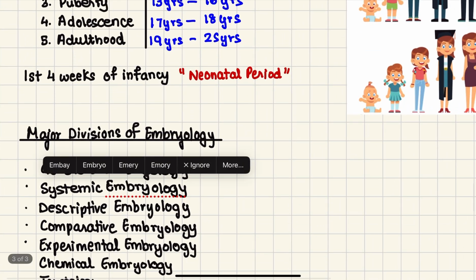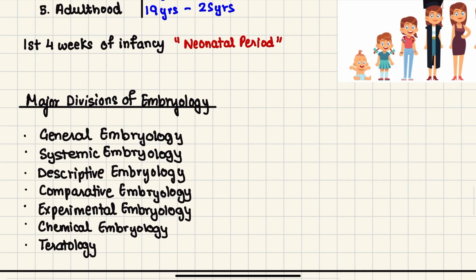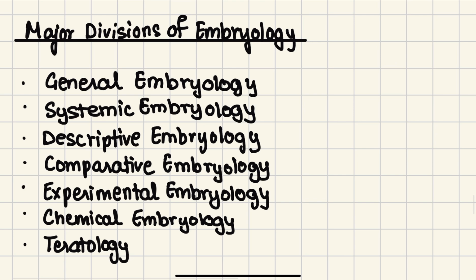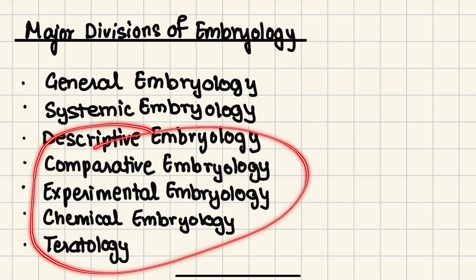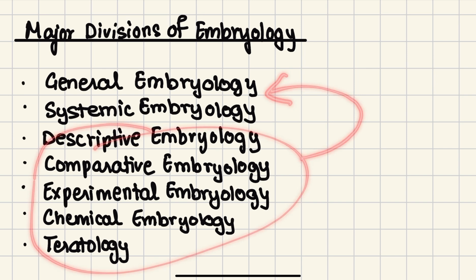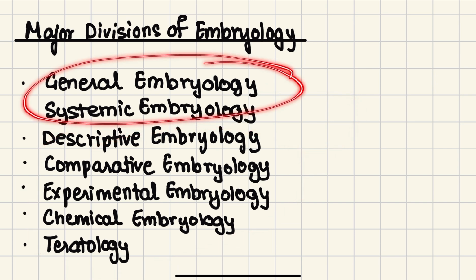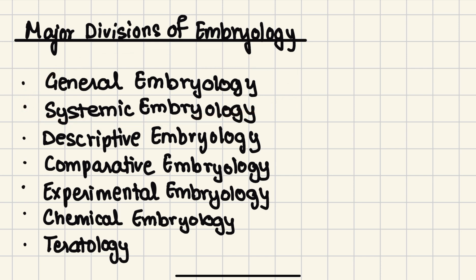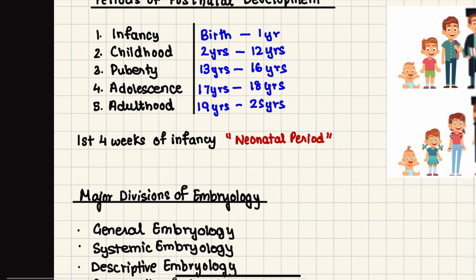Now we come to the major divisions of embryology. Now we will study majorly the general and systemic embryology. All of this will be taken up inside of general and systemic embryology. We may not touch upon few topics here and there, but yes. So general embryology is the development of the individual during the first 8 weeks after fertilization.